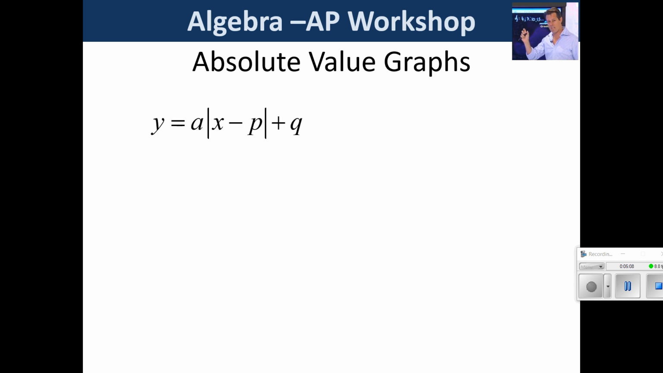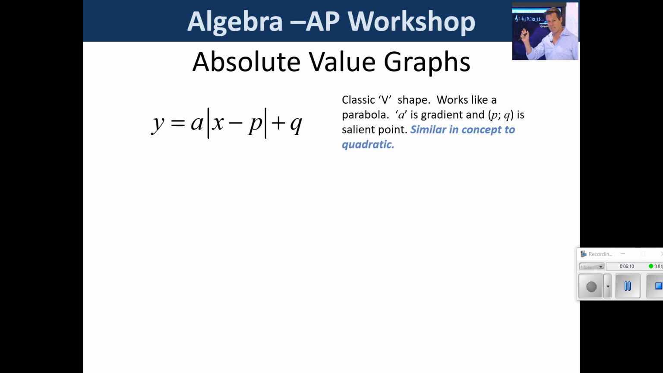First of all is the classic V-shaped absolute value graph. Okay, and that is very similar in concept to the quadratic equation or quadratic function. Remember, in a parabola, the turning point would be (p; q). Here, our salient point is also going to be (p; q). Hopefully, you see the similarities to the quadratic. You would have had y equals a(x minus p) all squared plus q. And if you had to explain to me why they're quite similar, hopefully you'd say, well, the absolute value always returns a positive. This bracket squared always returns a positive. So there's going to be lots of similarities and parallels between the two graphs.